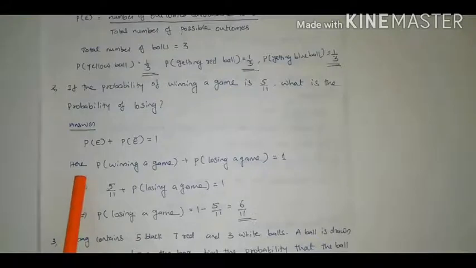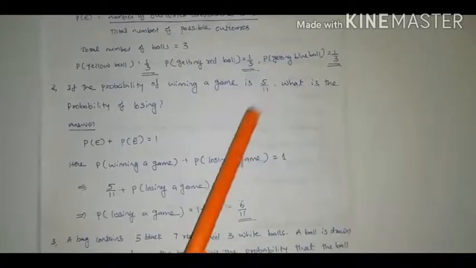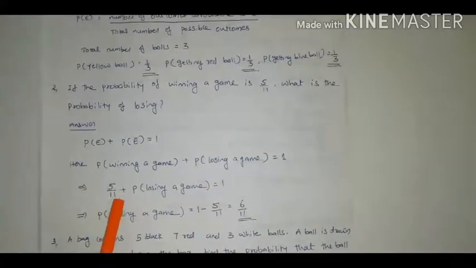That is the same as here: probability of winning a game plus its complement, that is probability of losing a game, is equal to 1. But the probability of winning a game is given, that is 5 by 11. So we can write 5 by 11 plus probability of losing a game is equal to 1. Then how to find the probability of losing a game? If you subtract 5 by 11 from 1, we will get 6 by 11. So the probability of losing a game is equal to 6 by 11.